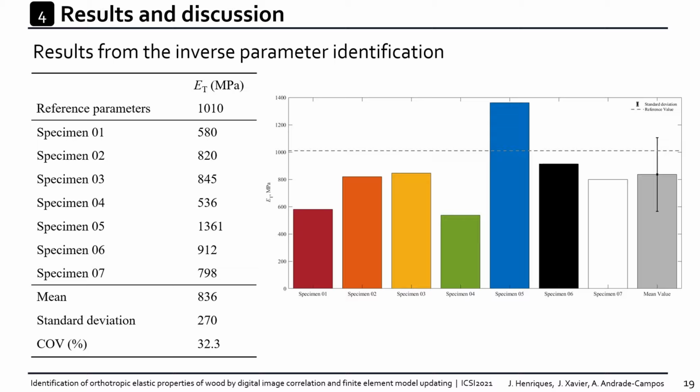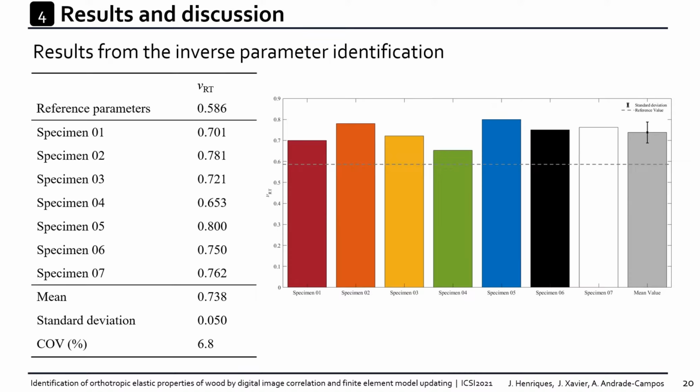Similarly, the results for the modulus of elasticity on the tangential direction are presented here. The anisotropy ratio, given by the ratio between the modulus of elasticity on the radial and tangential directions for the mean values, is 2.08, which is concordant to the typical values reported in literature for this wood species.